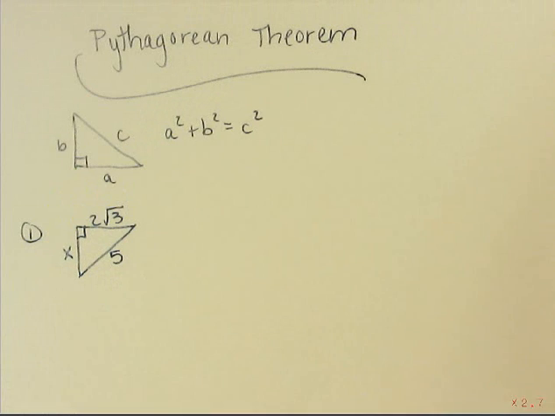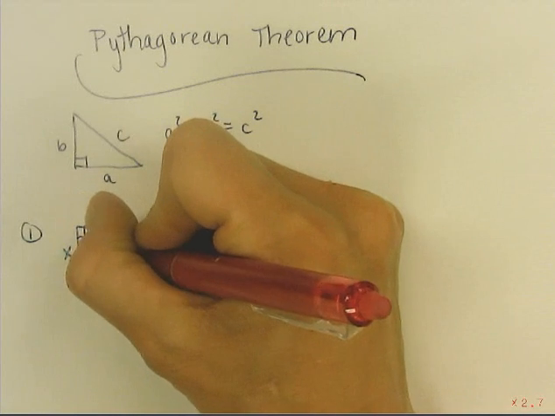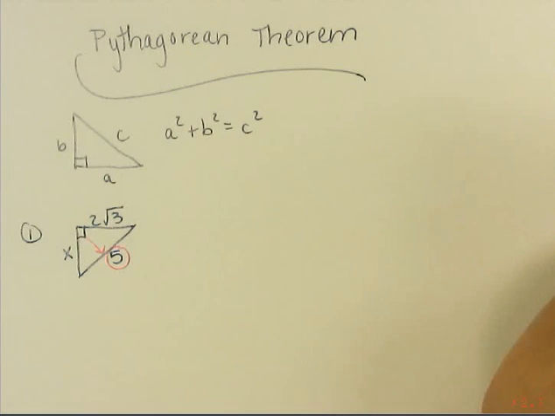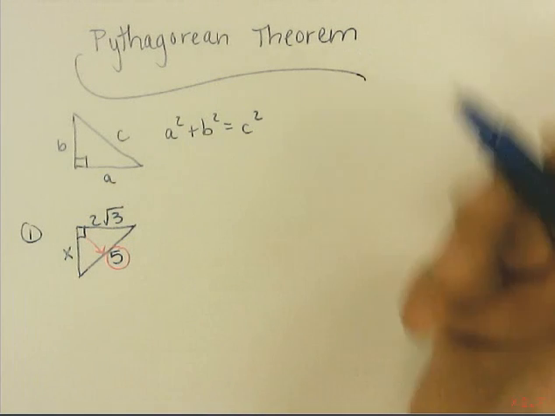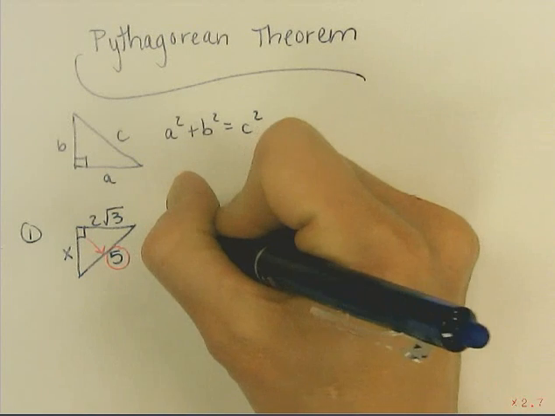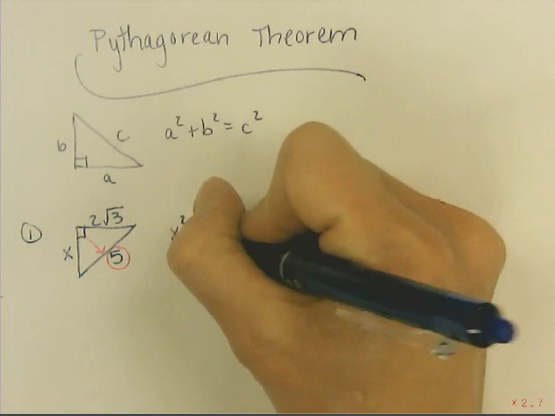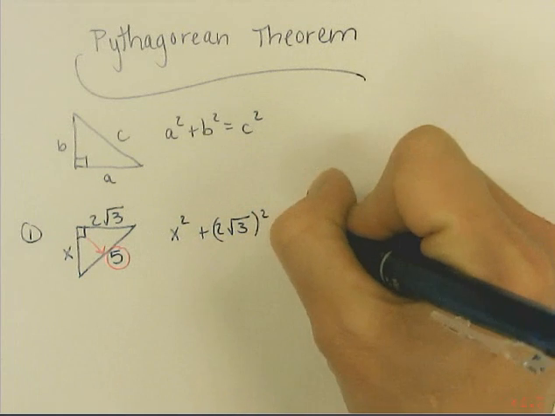And it's really important that you determine which one is your hypotenuse. It's always going to be opposite that right angle. So here's my hypotenuse. It doesn't matter the other 2 side lengths. They can be A and B interchangeably. So we're going to set it up as a squared plus b squared equals c squared.